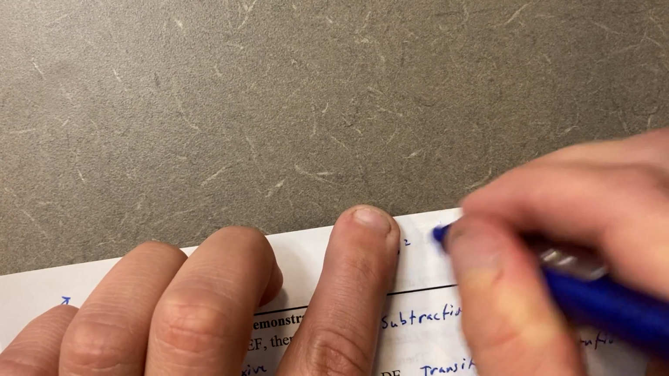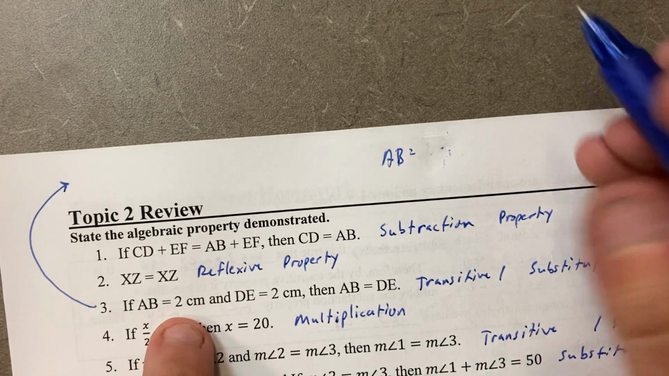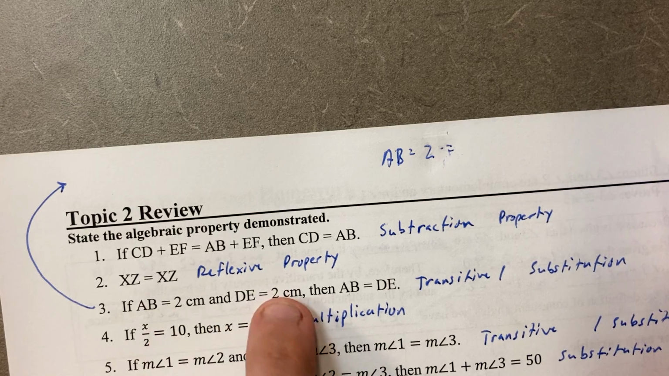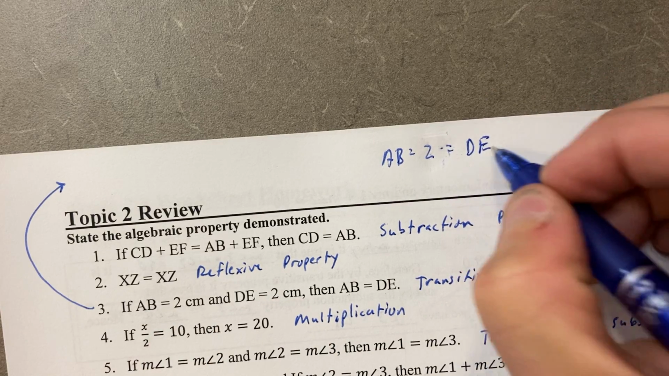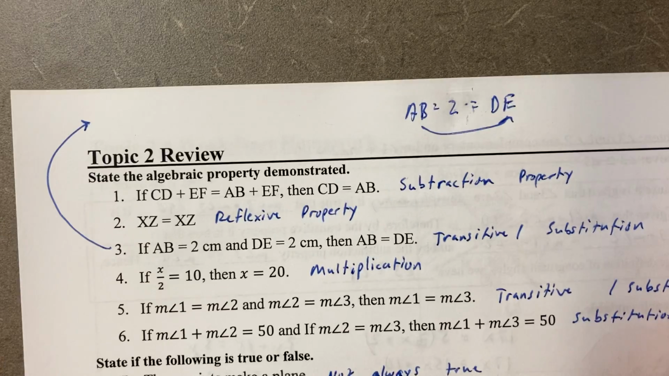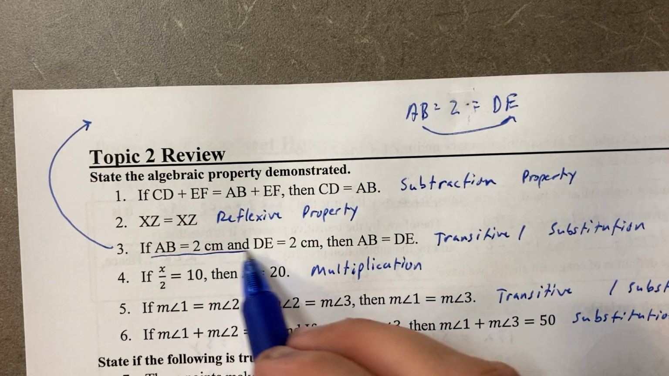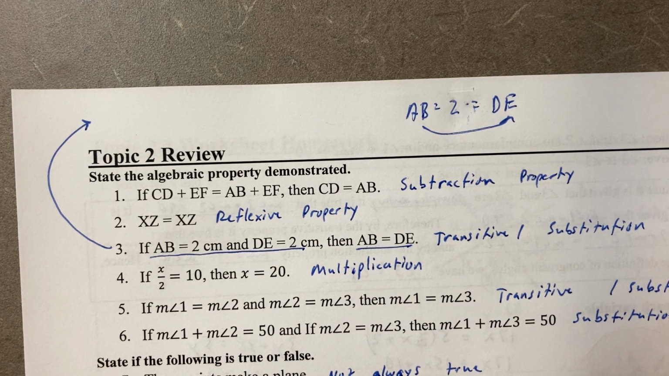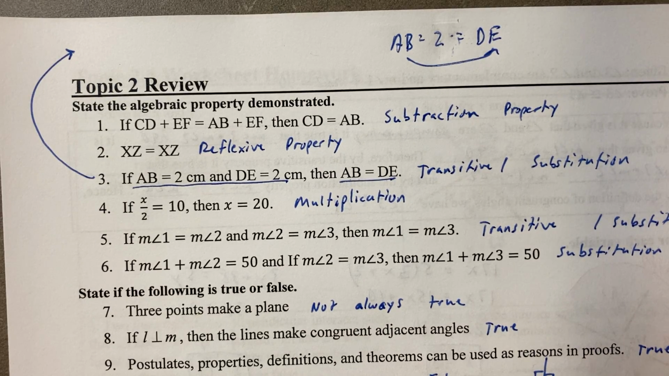But if you think of it in a different way, for example, if you said, okay, AB equals 2 and 2 equals DE, therefore AB equals DE, that would be a transitive way of thinking about that. So either way works. It takes you from this to this, either way. All right, moving on.